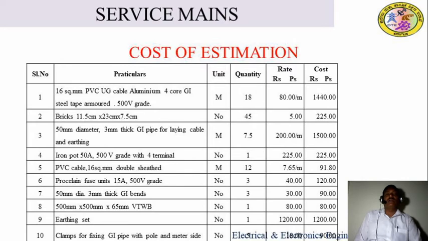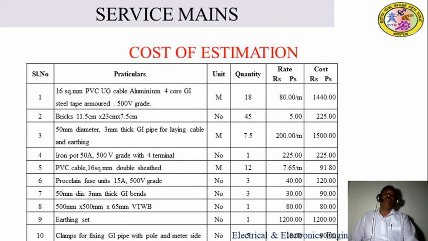Next, iron pot 50 amps 500 volt grade with 4 terminals. It is available in the market in numbers, 225 rupees per iron pot. The cost is also 225 rupees. Next, PVC double sheathed cable 16 square mm. It is available in the market per meter. How many meters are required? 12 meters are required. Per meter cost should be 7 rupees 65 paisa. So the total cost becomes 91 rupees 80 paisa.